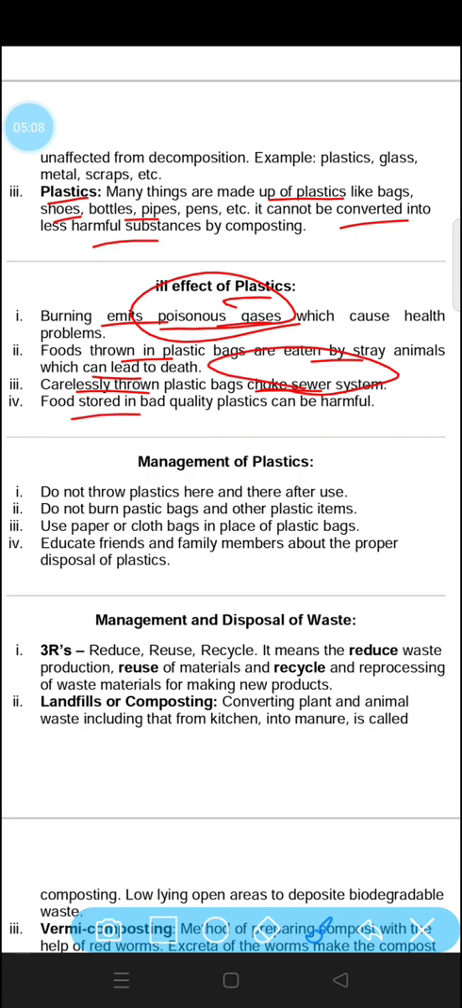Food stored in bad quality plastic can be harmful. If you are keeping your food for a very long time in a plastic container, then it can harm your health as well. It can affect your health.